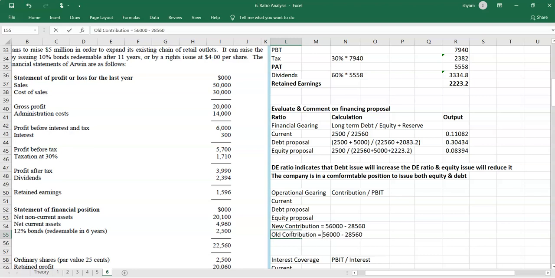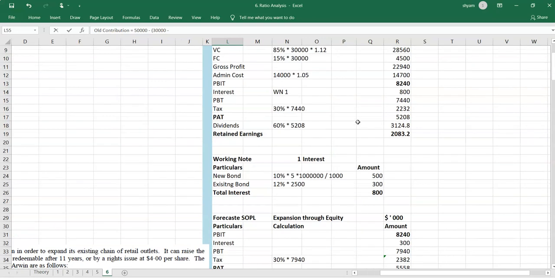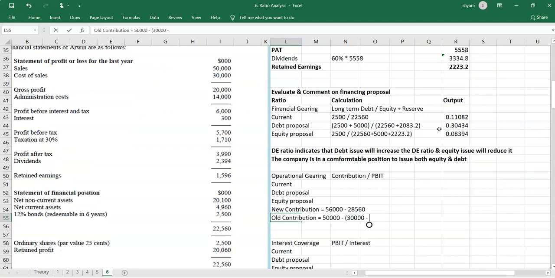If you take the old contribution, the sales is 50,000 and our fixed cost, under cost of sales is 30,000. Or in our cost of sales, 15% I think is always fixed. So here also we have found out that some part of it is fixed. So 4,500 is always fixed, right? So the balance of this is variable cost, and so if you divide it, you will get the contribution.